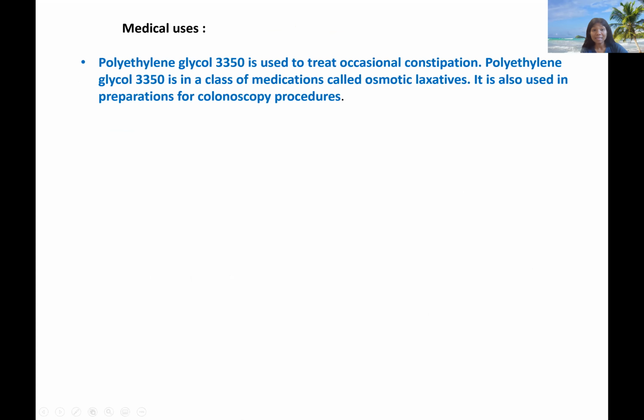So what is the medical use of polyethylene glycol? As I mentioned, the N number denotes the number of monomeric units. So PEG 3350 is the case where N is equal to 3350. That polyethylene glycol, that PEG moiety, has been used for constipation medication. It has been used in laxatives, and it is also used in colonoscopy procedures.